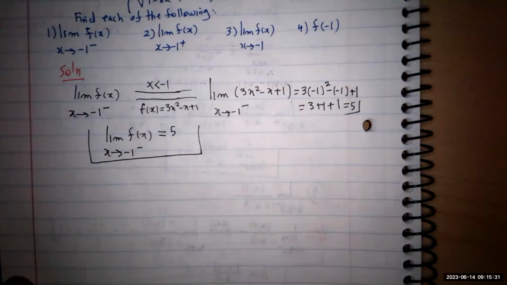Yes, I have a question. So you just did direct substitution, which is fine. Would that be the case then for number 2? Because I thought coming from the left, you'd want to pick numbers approaching -1 from the left. I thought you'd want to pick numbers less than -1.